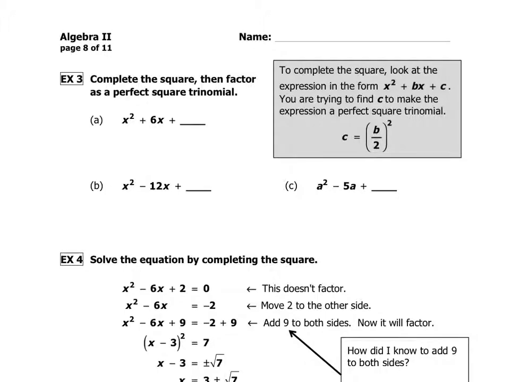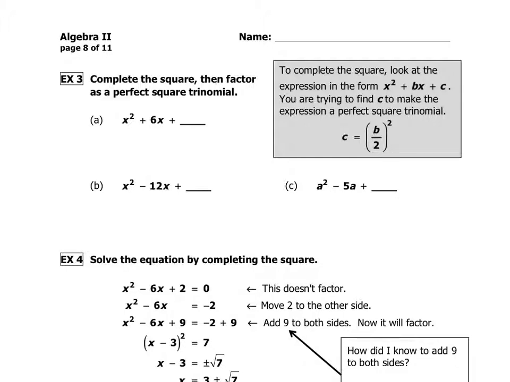Notice that the method that I just showed you only works when the left-hand side of the equation is a perfect square trinomial. So that doesn't occur very often. So let's find out, how can we make a perfect square trinomial? In this first example, A of example 3, I want you to complete the square, then factor as a perfect square trinomial. So in other words, what number would need to be right here in order for this to be a perfect square trinomial?